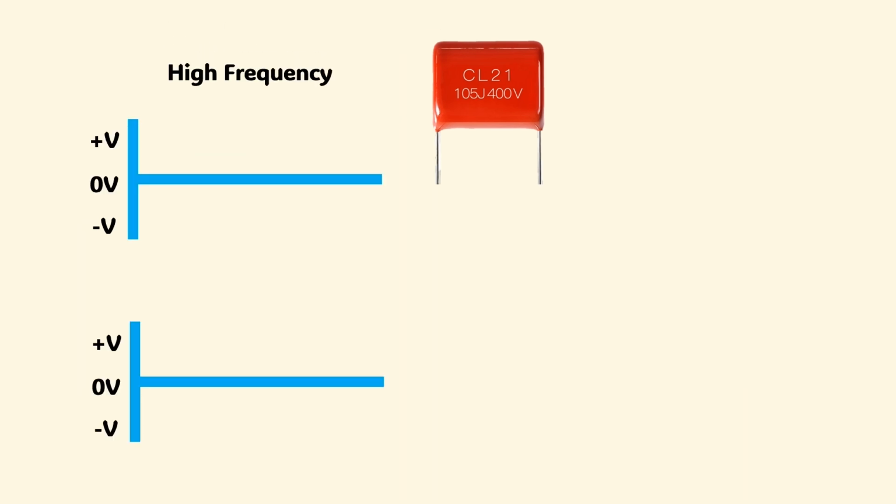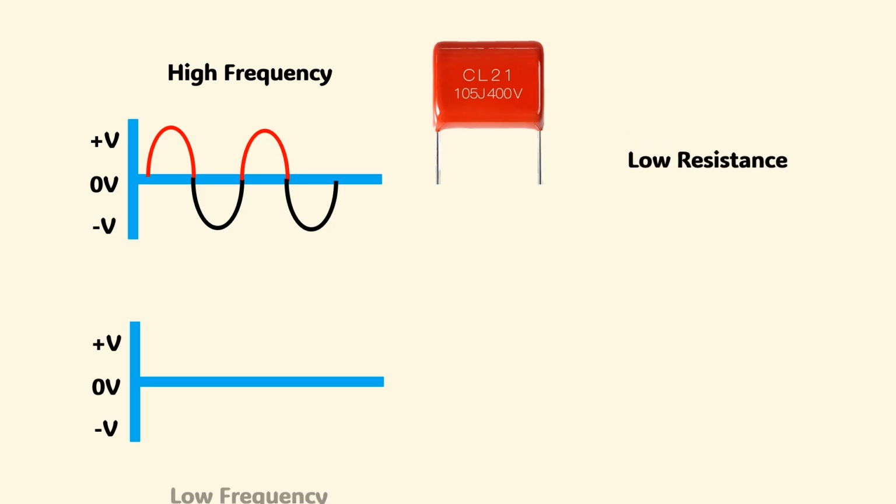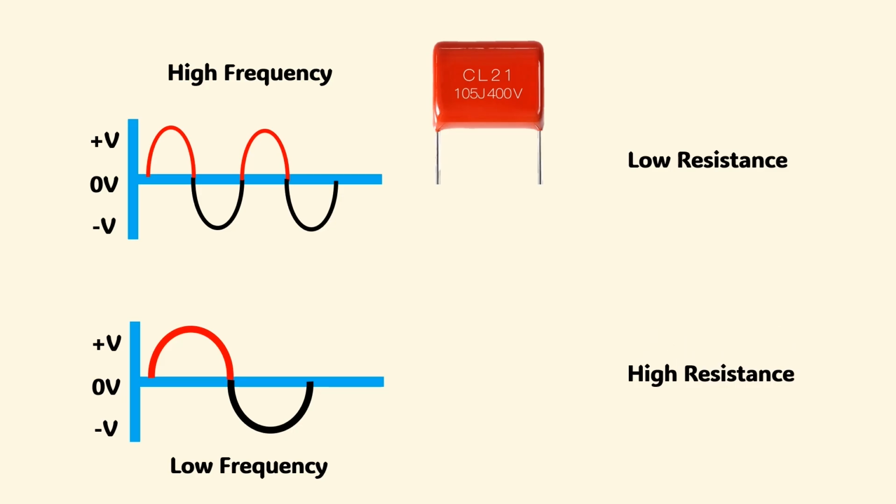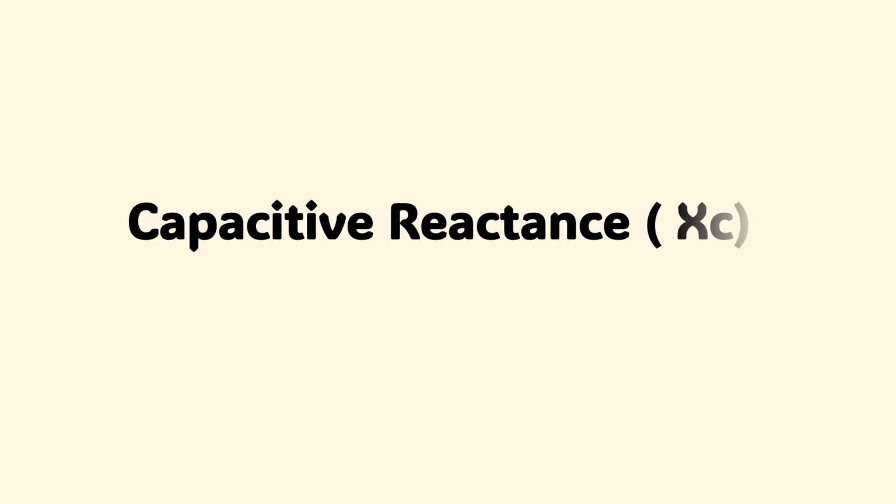Again, the higher the frequency of the AC current, the lower the internal resistance of the capacitor. And the lower the frequency, the higher the internal resistance of the capacitor. That is, the resistance of the capacitor depends on the frequency of the AC current. In this case, the resistance of the capacitor is called capacitive reactance, which is expressed by XC.